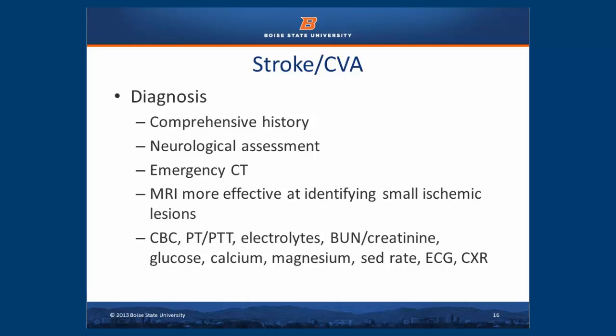An MRI is more effective at identifying small ischemic lesions, but typically a CT is done, and then you'll want to get like CBC, PT, and PTT to check coagulation, electrolytes, BUN, creatinine, glucose, calcium, magnesium, sed rate, EKG, and a chest x-ray.